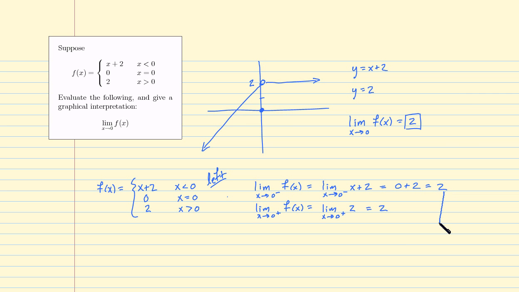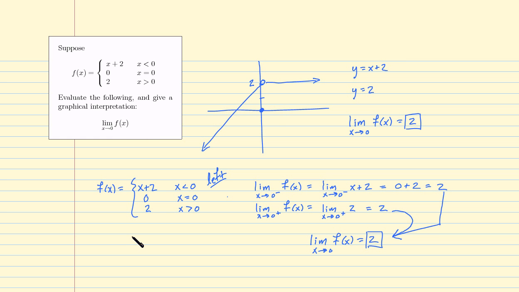Because these two things agreed, because I got the same value out, then I can say the limit as x approaches 0 of f of x equals 2 more generally. Which is the same thing I got up here, except I really just did this algebraically. I didn't need to know what the graph looked like. I appealed to continuity here and here to evaluate those two limits. So that's the value of the limit.